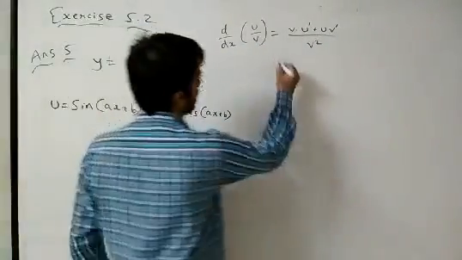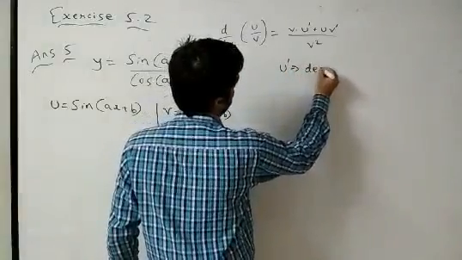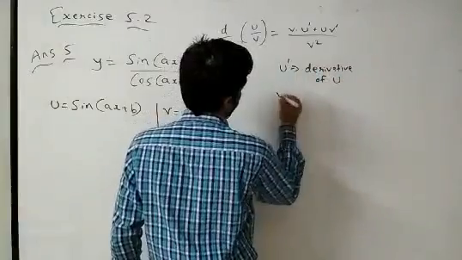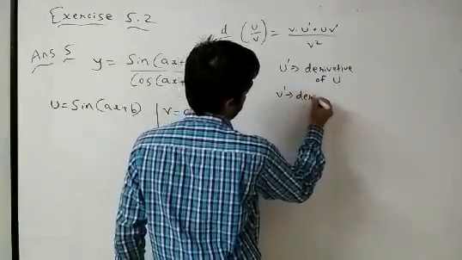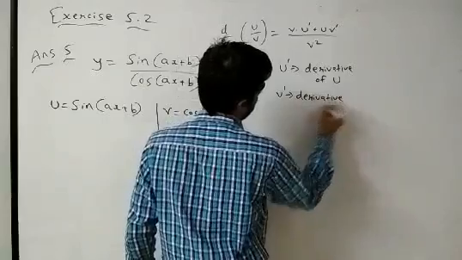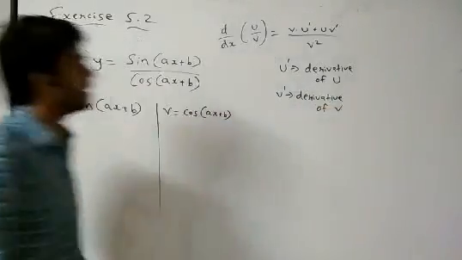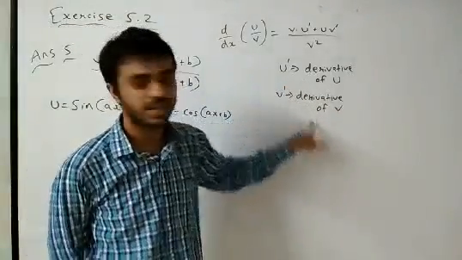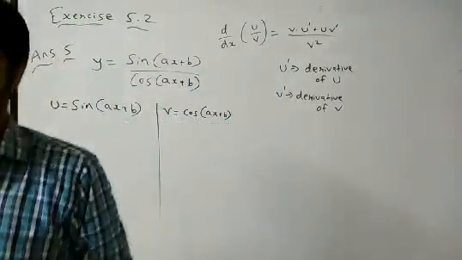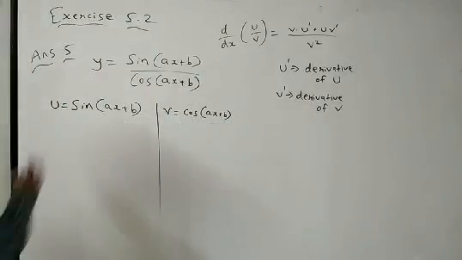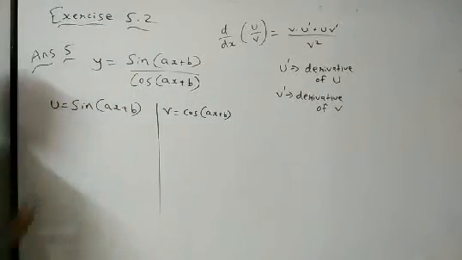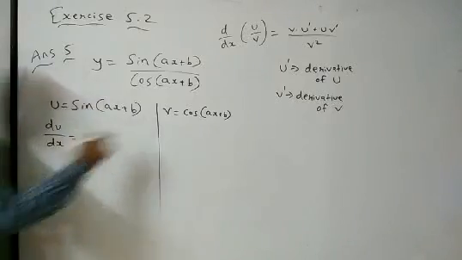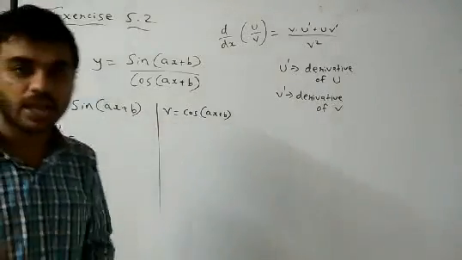But here u dash is the derivative of u and v dash is the derivative of v. Clear? What I have done here, u dash is the derivative of u and v dash is the derivative of v. Now what are we supposed to do? Here if I differentiate this with respect to x, then du by dx. Here you have to write differentiating with respect to x.